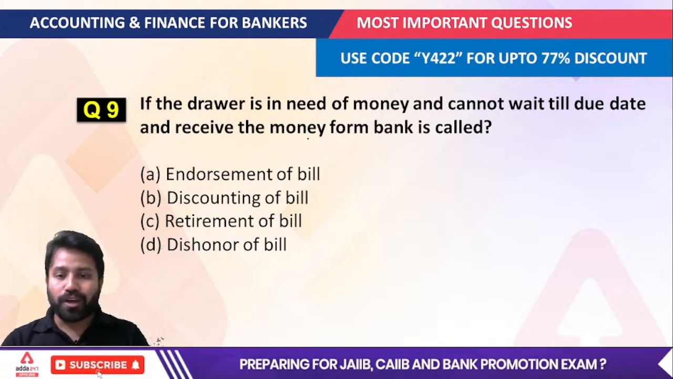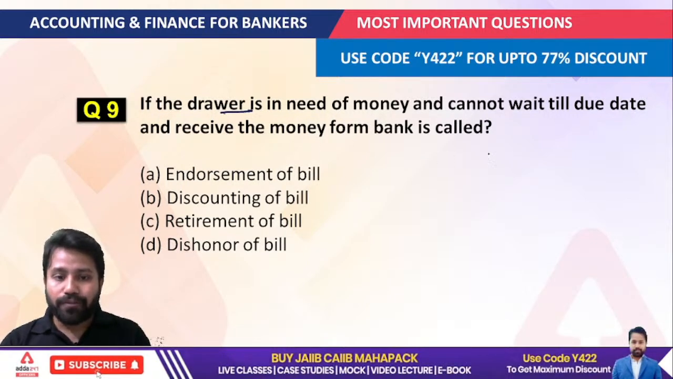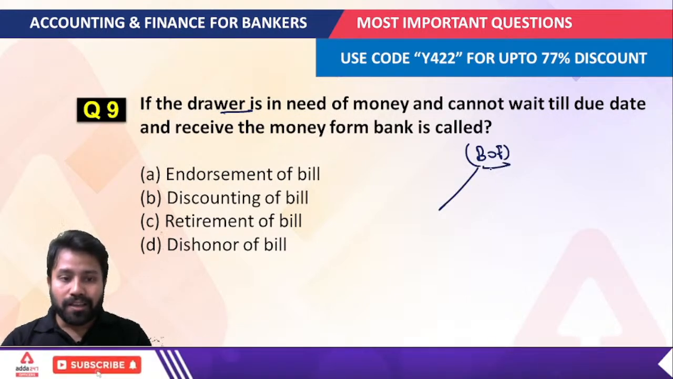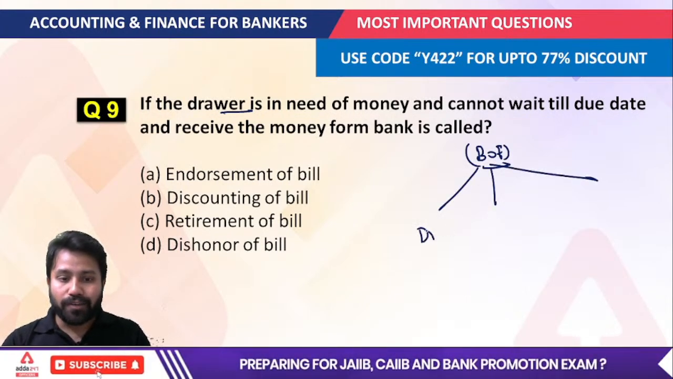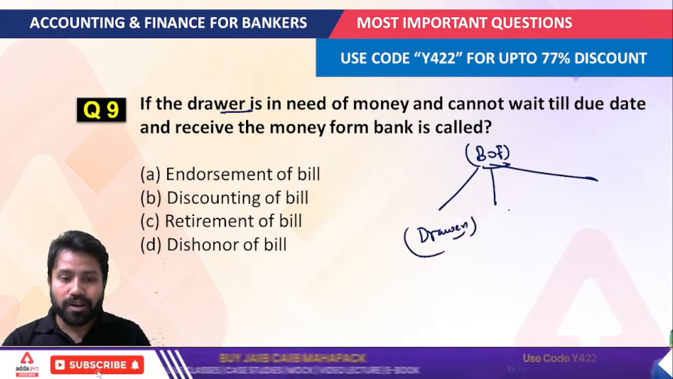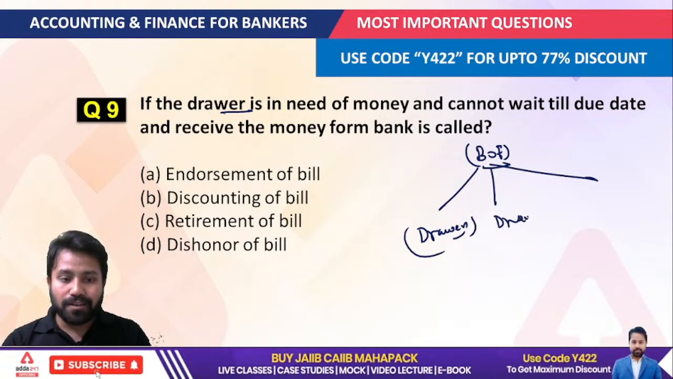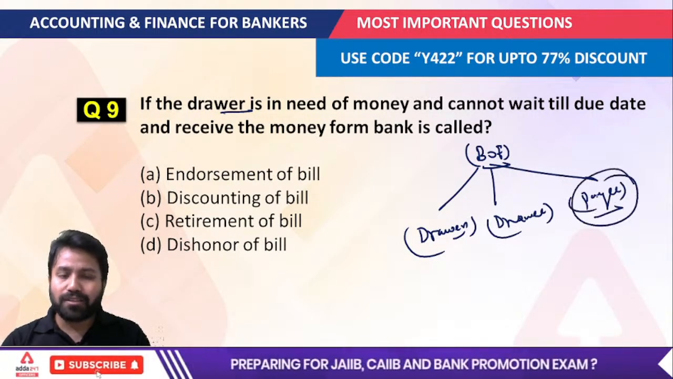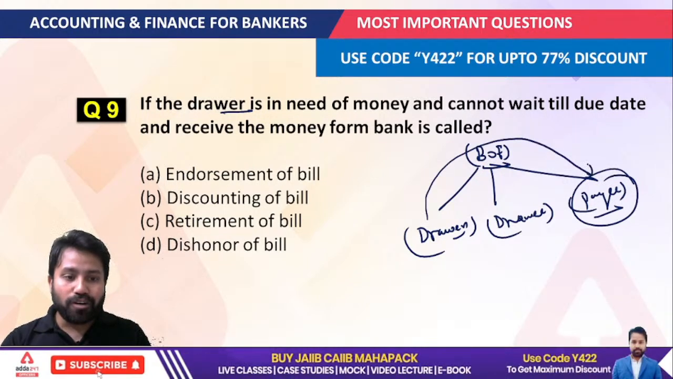Whenever we are talking about the drawer, this question is just taken from the bill of exchange. You can understand, in the bill of exchange there are three parties: one party whose name is the drawer, another party whose name is the drawee, and another party whose name is the payee. The payee is known as a third party, if the drawer endorses the payment in the name of that payee.